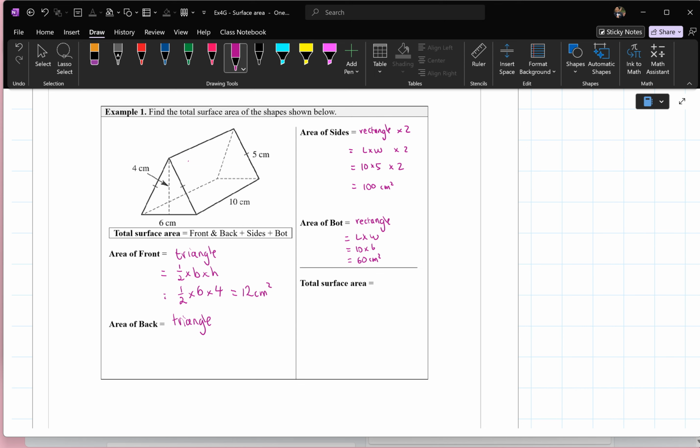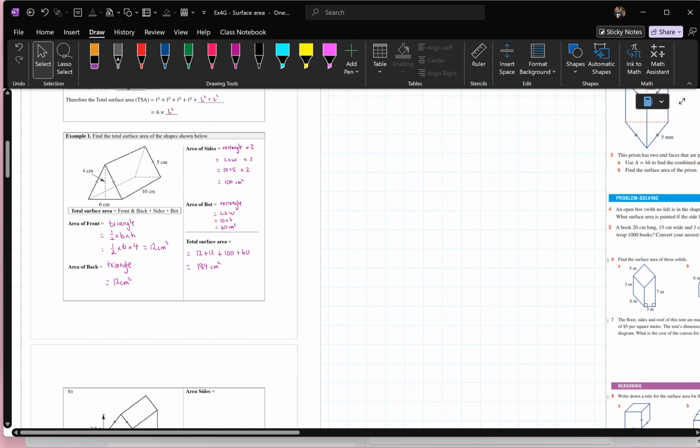But since you got 2 of them, you got the front and you got the back, so this is also another 12. So in total, your total surface area is adding them all together, front and back, plus sides, plus bottom. That gives you 12 plus 12, plus 100, plus 60. So in total, that is what? 100 plus 60 is 160, plus 24 is 184 squared centimeters. There you go.